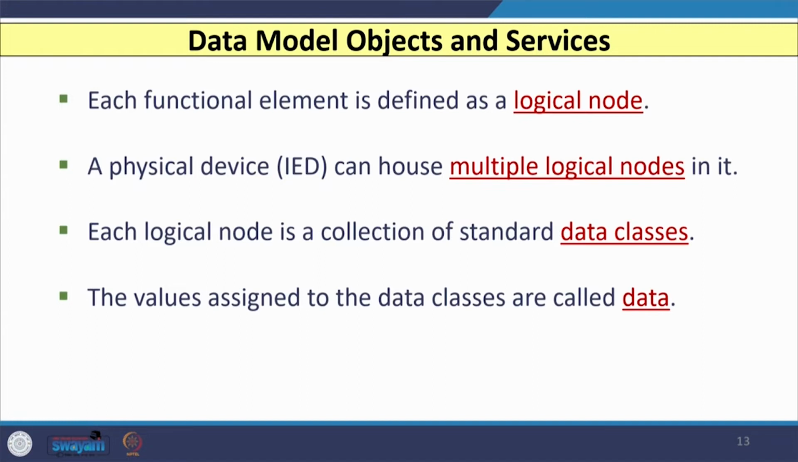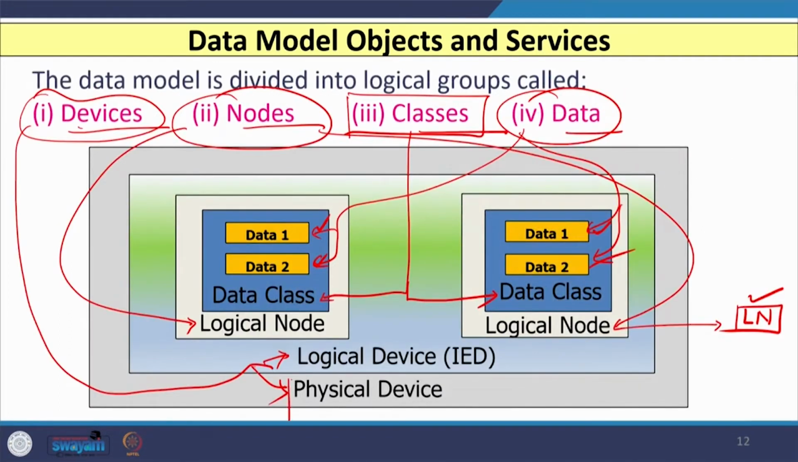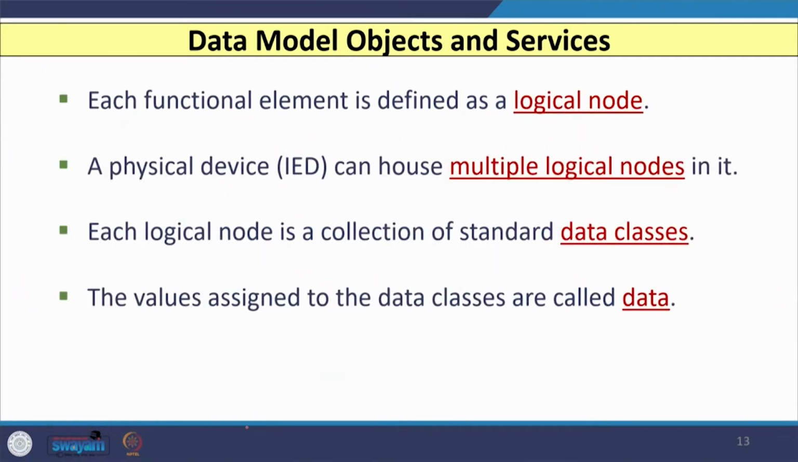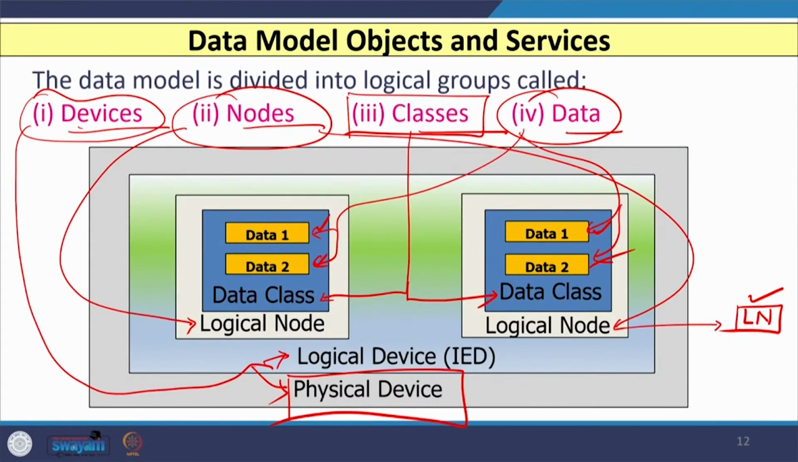A physical device, which is known as let us say IED, can be a PMU, PMU enabled relays, digital relays, anything. So, a physical device can house multiple logical nodes. Here you can see in this diagram we have one physical device which contains two logical nodes, logical node 1 and logical node 2. So, it may have several logical nodes.